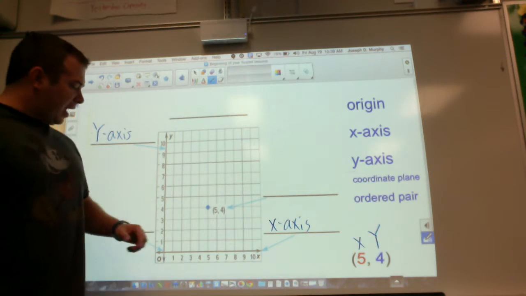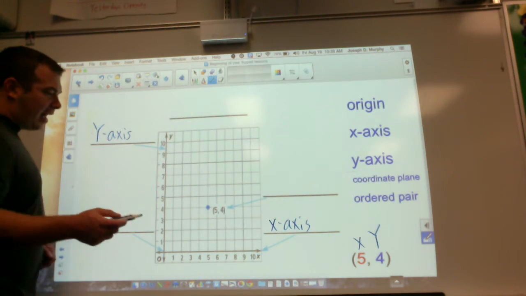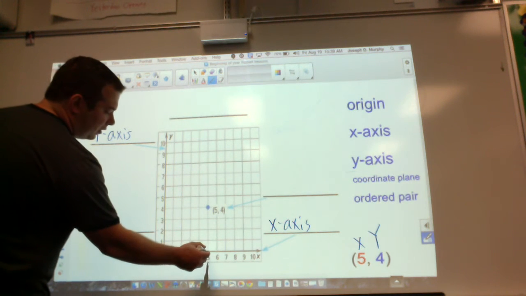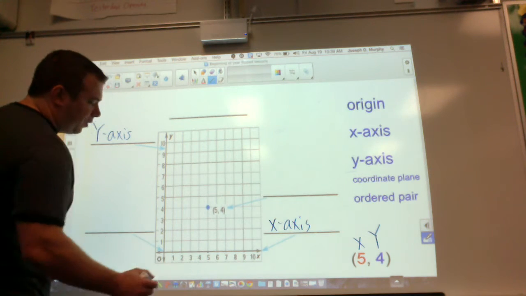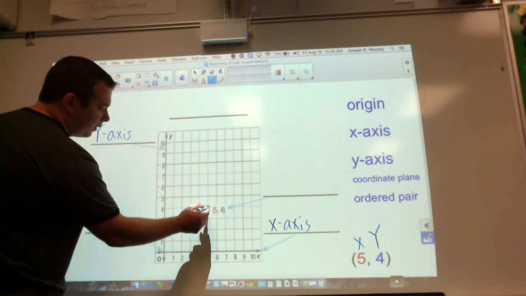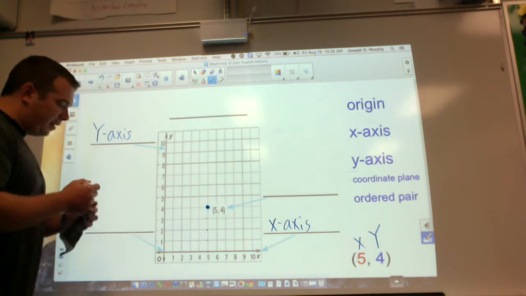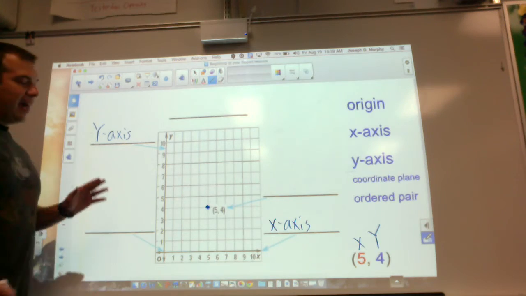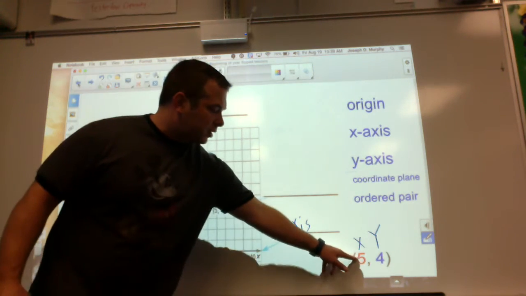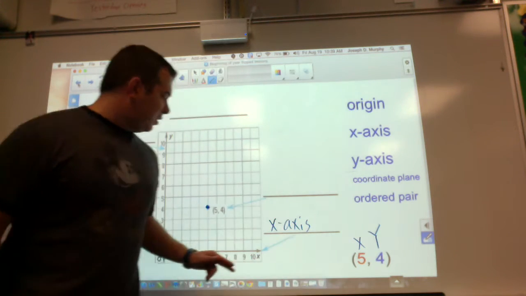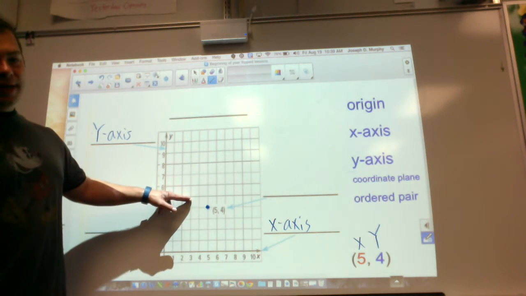So that's why at 5, 4, I do my x first. 1, 2, 3, 4, 5. So I'm right here right now. And then my y-axis is 4. 1, 2, 3, 4. That is y. That mark is 5, 4. So you always do your x-axis first. The x comes first, so you count over to your x first. Y comes second, so you go up second.